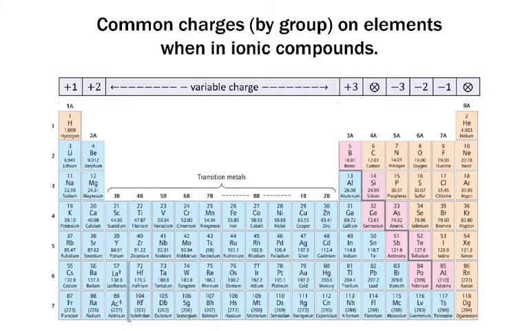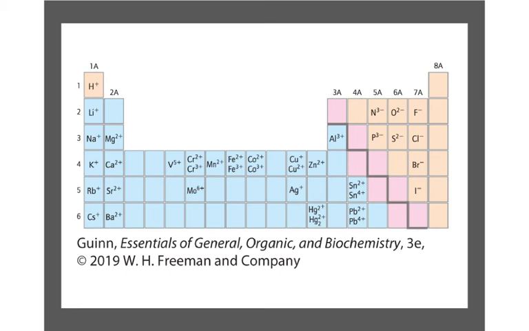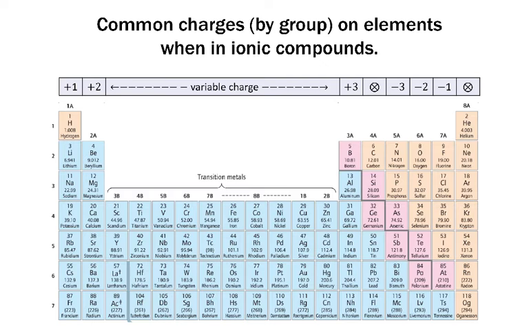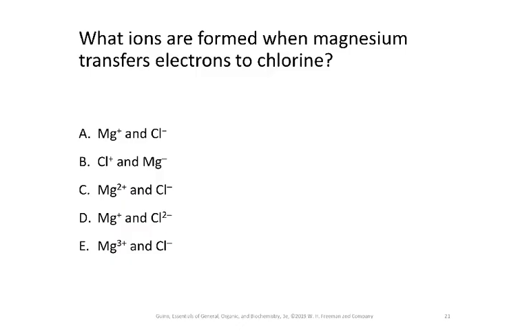Okay, so we left off with this periodic table showing the common charges by group on the elements. This one shows the specific charges on the ions, and this one shows just the general trends going down the groups. With that in mind, here's a question. What ions are formed when magnesium transfers electrons to chlorine?